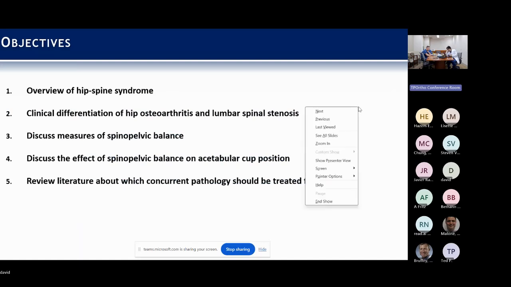Overview, we'll just look at some literature and then try to describe clinically how to differentiate between common hip and lumbar spine pathologies. Take a brief look at their interaction biomechanically and their contribution to sagittal balance together, and then discuss treatment decisions.